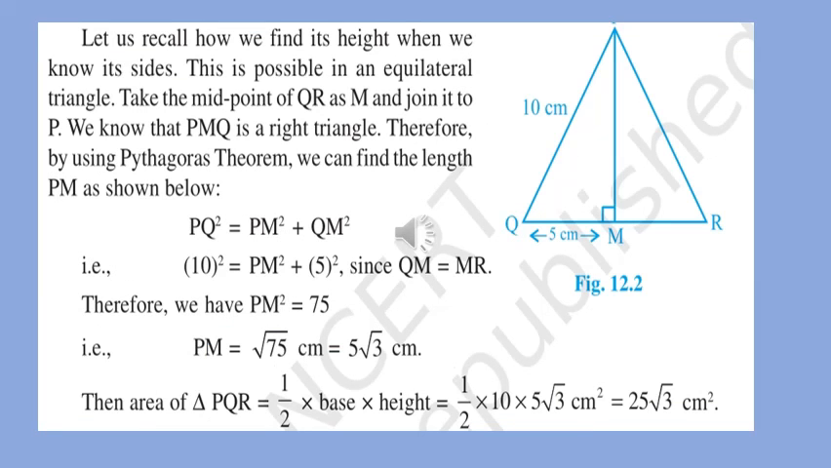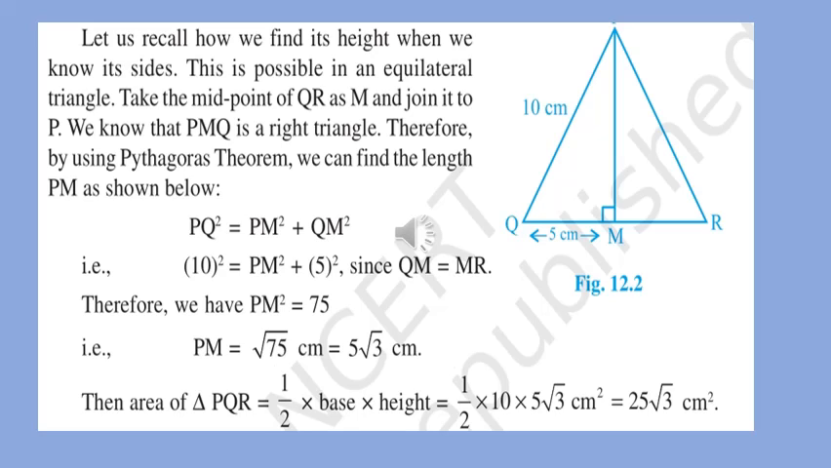Let us recall how to find the area when we know its sides. Now it is possible in an equilateral triangle. See here, PQR triangle is the equilateral triangle. So when you draw the perpendicular from P on QR, it becomes the median, means it divides the QR into two equal parts. So PQ equals 10 centimeter and QM equals 5 centimeter.